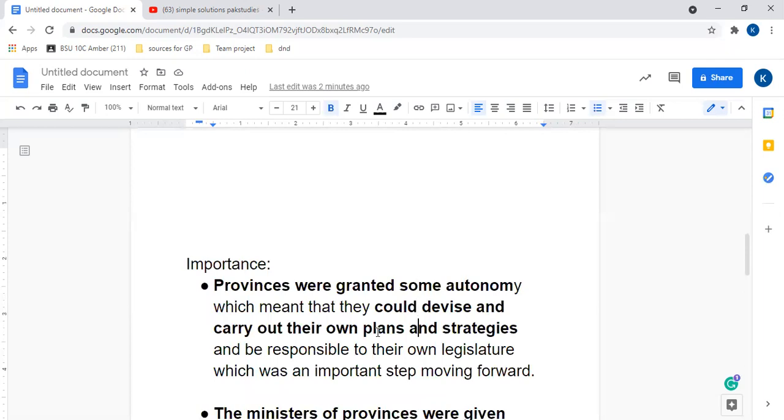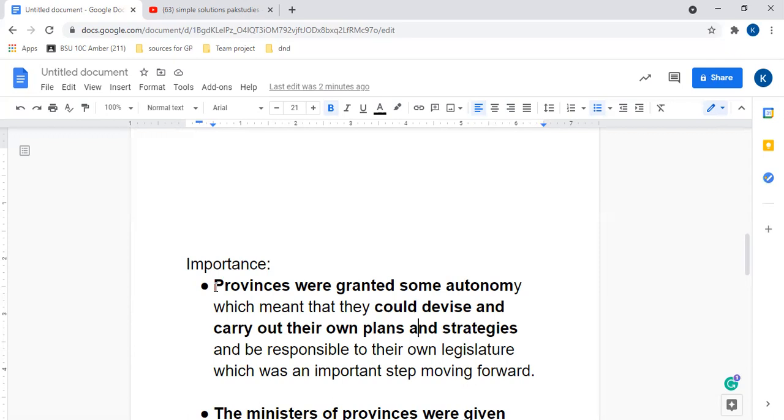It's quite important. All right, so its importance was that, first of all, provinces were granted some autonomy. All right, they were granted greater autonomy, which meant that they could devise and carry out their own plans and strategies and be responsible for their own legislation, which was an important step moving forward. So the first part of the importance was that the provinces were granted autonomy.